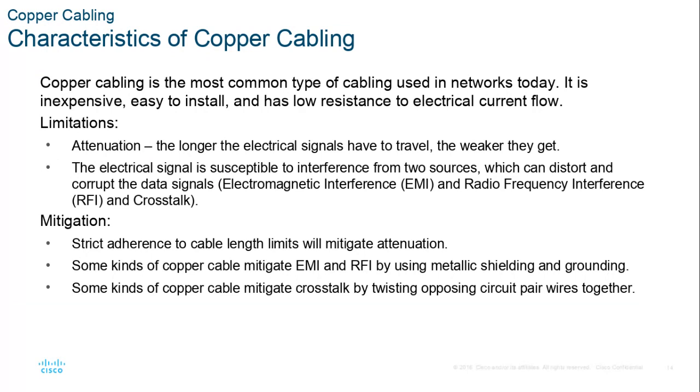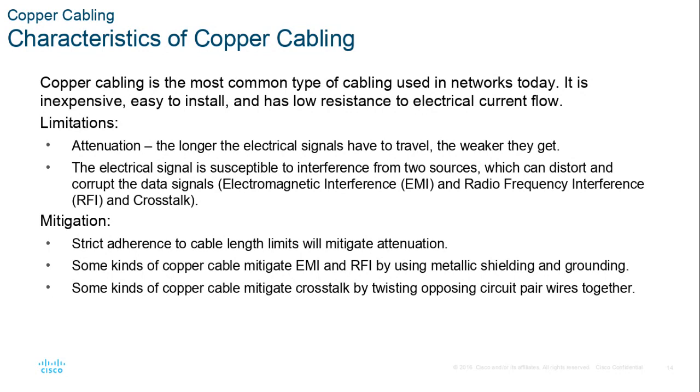So it's very low cost cable, fairly easy to install compared to fiber optic cable. Twisted pair copper is easy to install. Fiber optic cable is very difficult to install properly, not something I can teach you in an hour. Copper also has low resistance to electrical current flow.